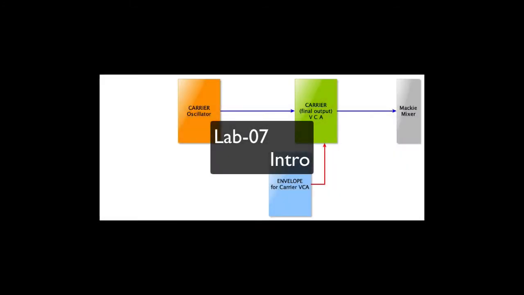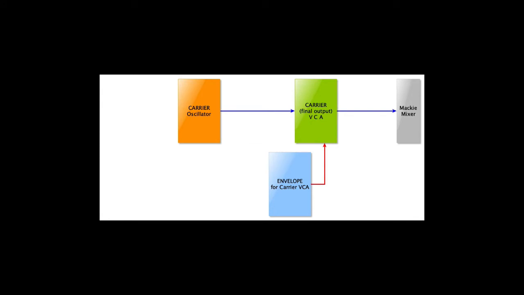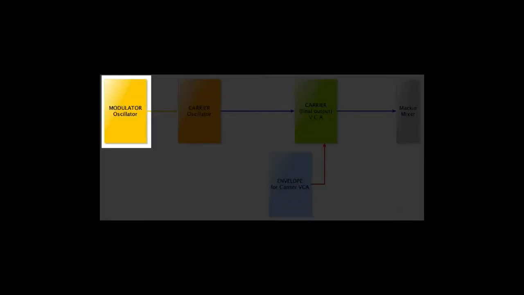Lab-07 FM synthesis. This time going the opposite direction of the last couple of weeks. One video. That's it. You have a carrier. That's the one that comes out the speaker, usually a sine wave. Carrier into a VCA, into the Mackie, and envelope controls the volume. This is called the modulator.